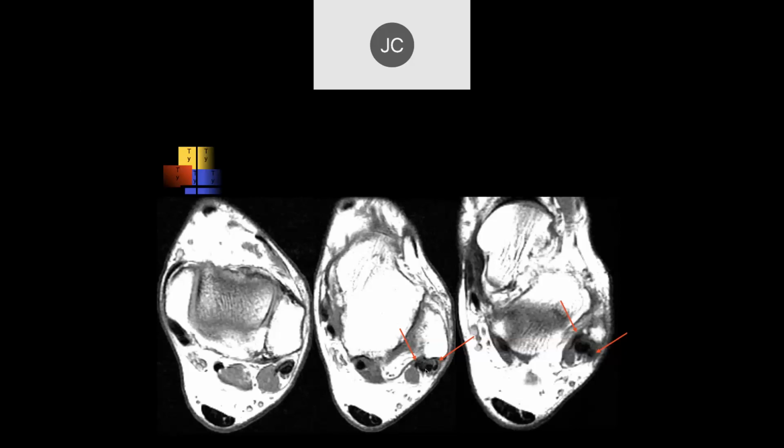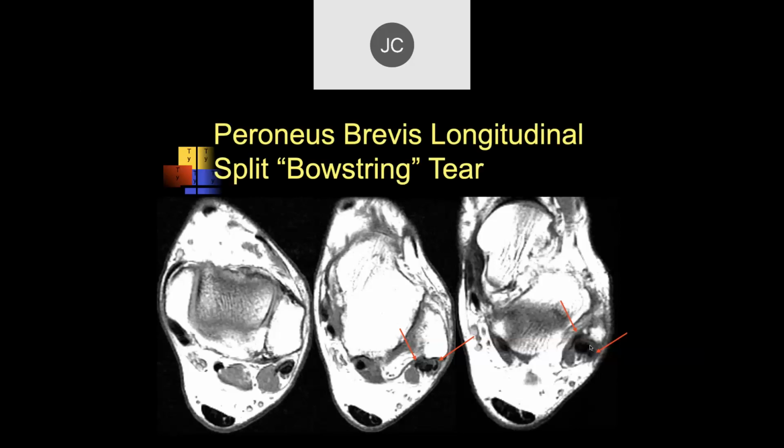These are usually very symptomatic in young individuals. And with straight axial imaging, sometimes they can be pretty difficult to see, depending on how good a contrast you have and how chronic they are in this area. So that's a longitudinal split tear.